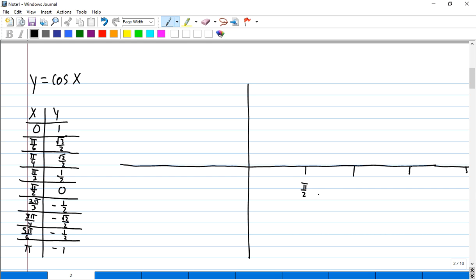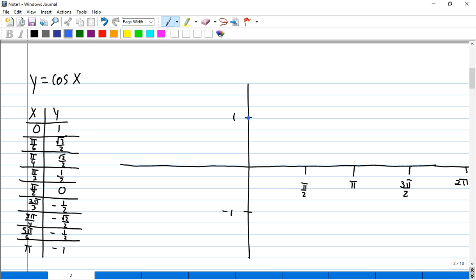I'm not going to label every point, but I'll label a couple of these. Let's say that's my high point, that's my low point. Now, cosine, instead of starting at 0, 0, cosine starts at 0, 1. Okay?